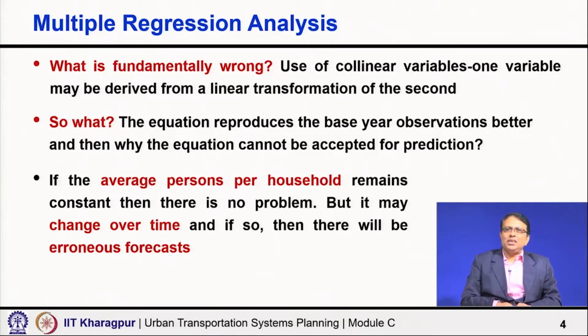okay? Because I said this repeatedly, in lecture 3 and lecture 4 both, in different contexts, that collinear variables should not be used. But then somebody may be very stubborn and ask, so what? If I am getting a good R square value even with use of collinear variables, what is your problem? What is the answer?